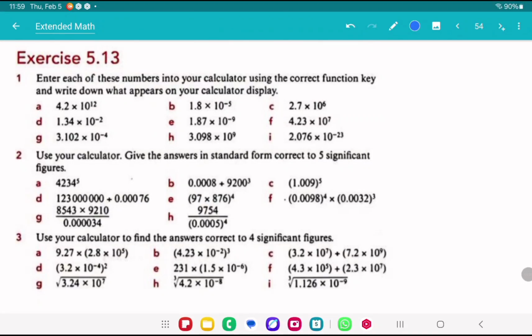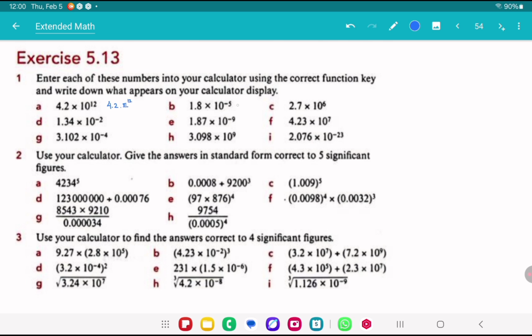In this video, we will learn about exercise 5.13. For question number 1, enter each of these numbers into your calculator using the correct function key and write down what appears on your calculator display. This answer may differ from one person to another because devices use different displays. But the most common display will give the answer 4.2 using the exponent symbol, to the power of 12.